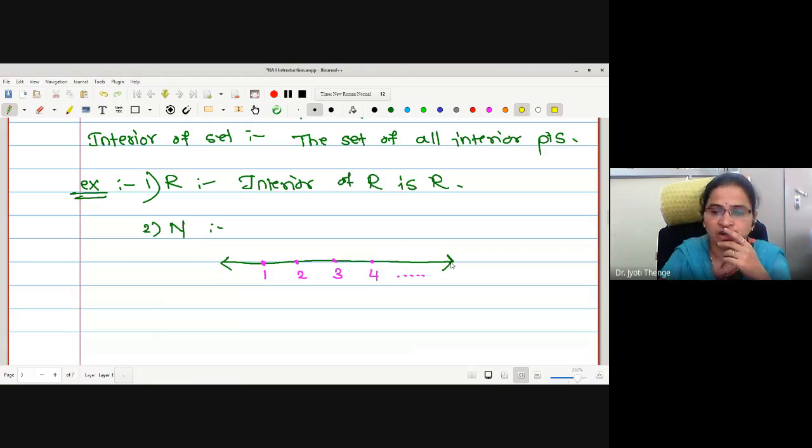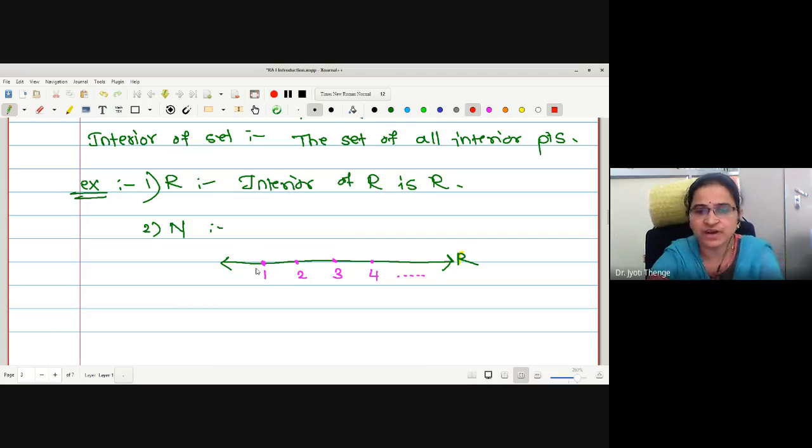Check here. I have drawn a real line R and I have just marked the natural numbers. Okay, now we will check whether the first point 1 is an interior point of N or not. What the definition says: around the point you mark a small neighborhood, and that neighborhood must be contained in N. Let me mark a small neighborhood around 1. Is it so? No.